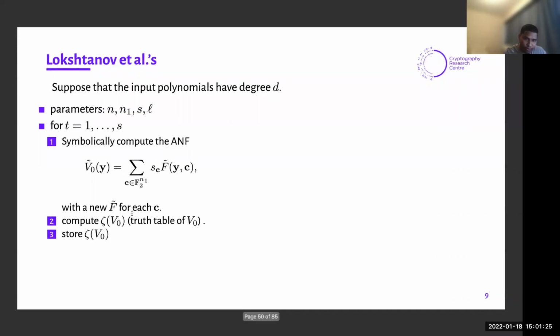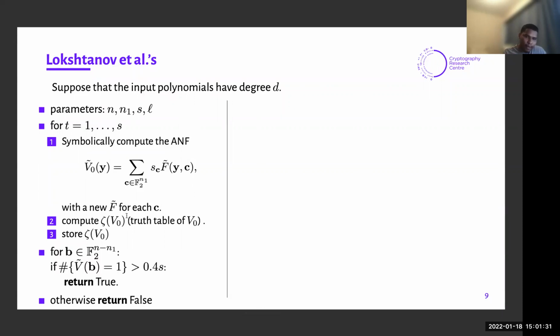Once we have the truth table, we store it for every iteration of the loop, and then we do what I just said. For every B, we check for how many approximation polynomials the value of tilde B was equal to 1. Whenever we had more than 40% ones, we output true, meaning the given system of polynomials has a solution. If none of the vectors in this set satisfy this condition, then the input polynomial has no solution, so we output false.